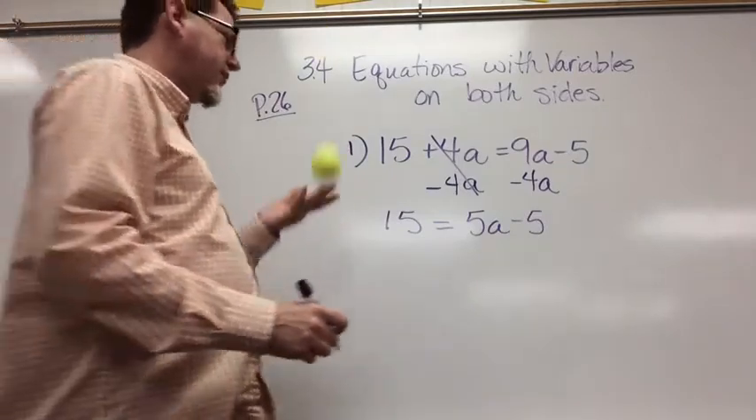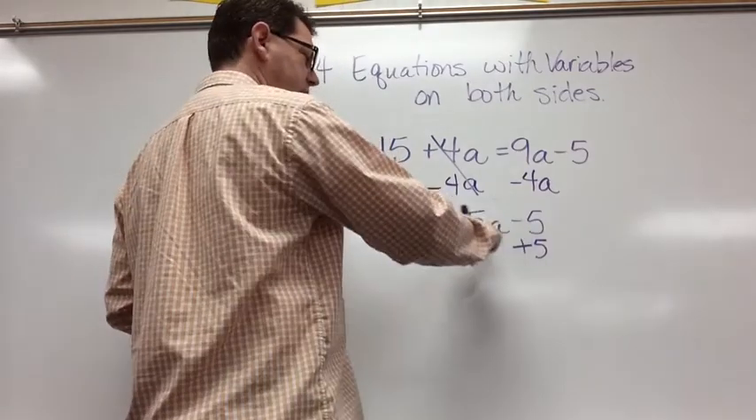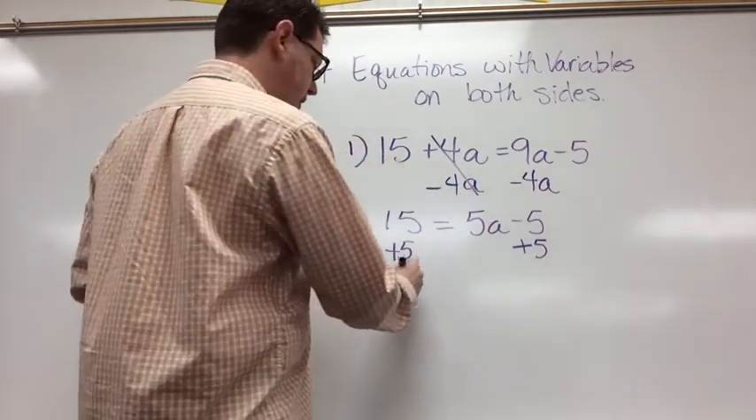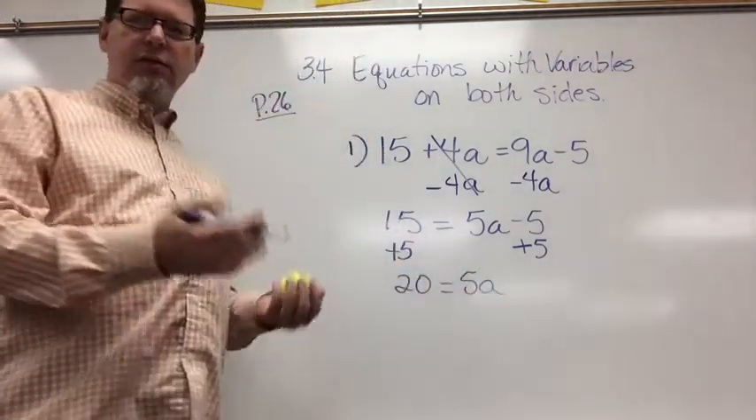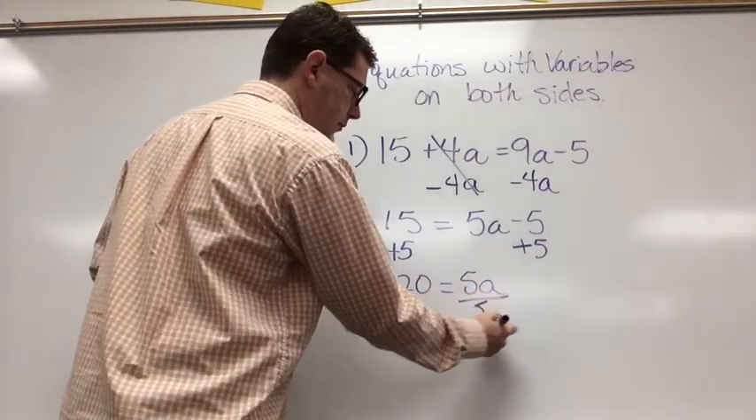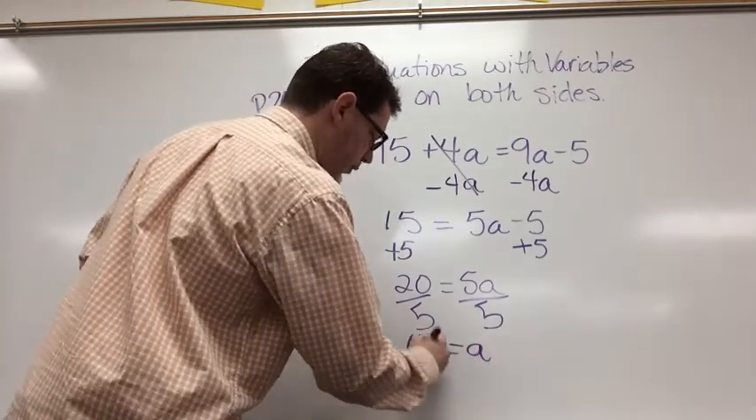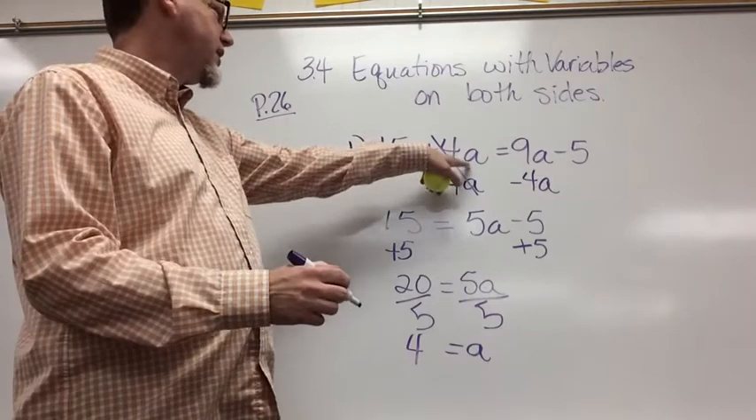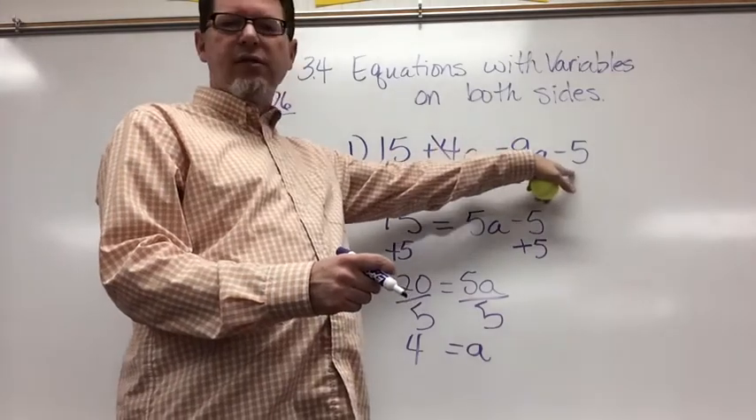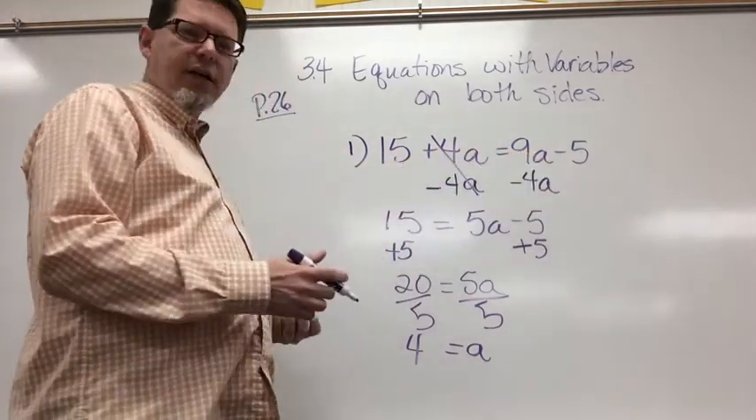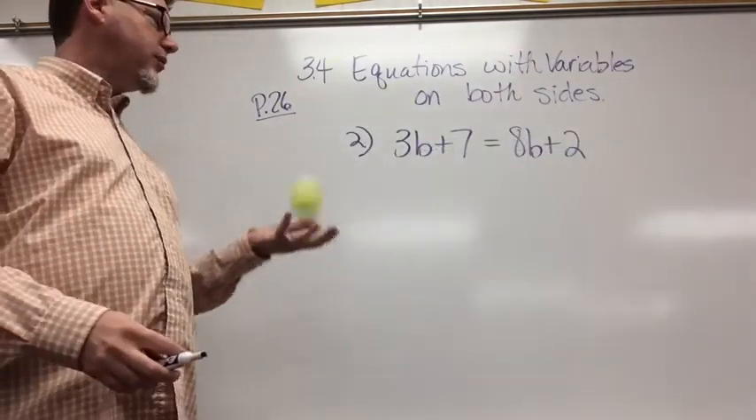Now, I'm going to add 5 to both sides because I need to get the variable by itself. So then I end up with 20 equals 5a. And now you know how to solve this one. We divide both sides by 5. And a equals 4. Now let's try it out. 4 times 4 is 16, and 16 plus 15 is 31. 9 times 4 is 36, and 36 minus 5 is 31, so 31 equals 31. Our answer is correct. Our next problem we have is 3b plus 7 equals 8b plus 2.